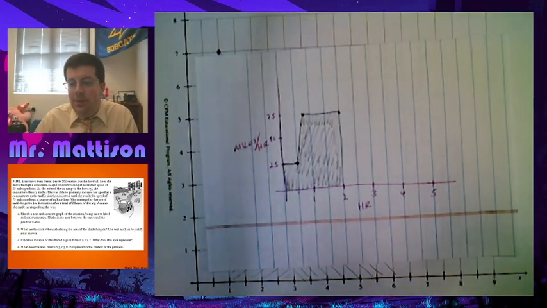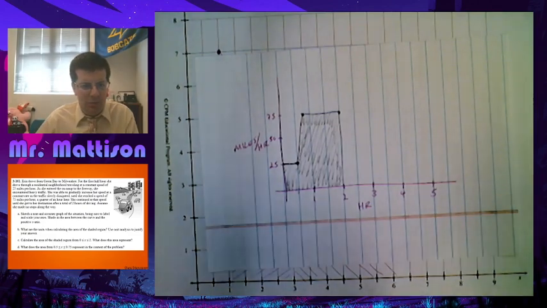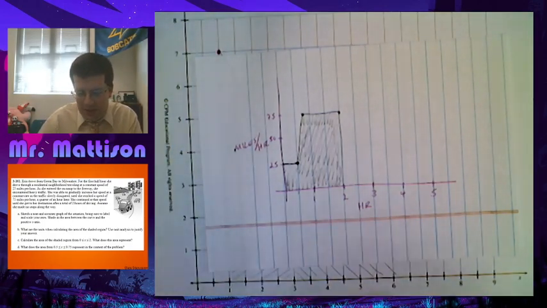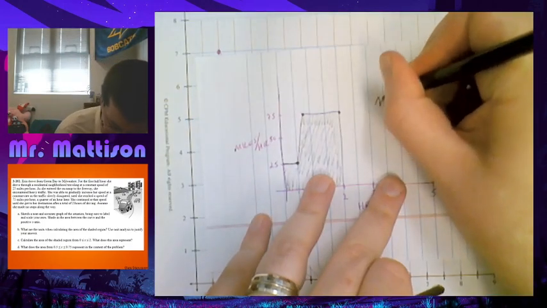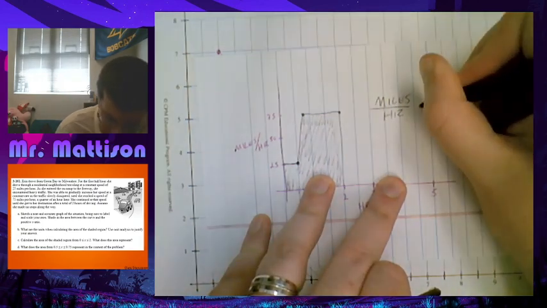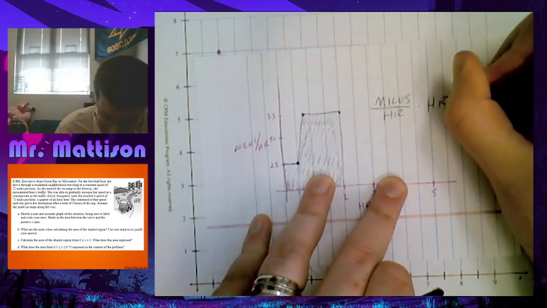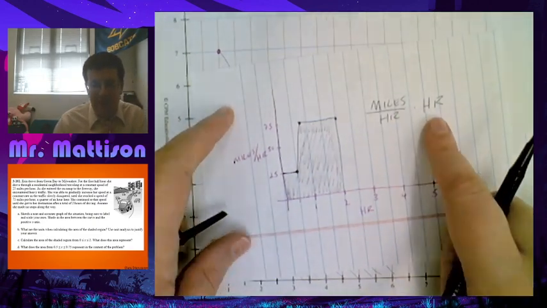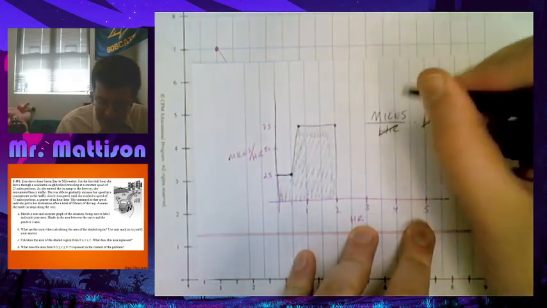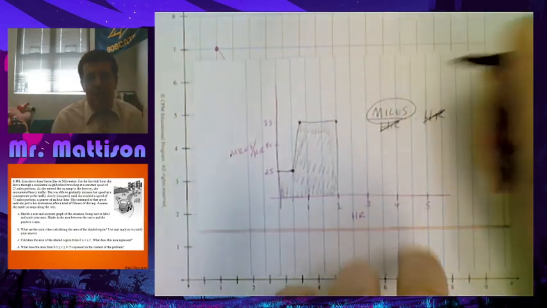So for part B, what are the units when calculating the area of this region? Well, let's think about what our length and our width are. Our length is miles per hour. Our width is hours. So it's going to be miles per hour times hours, because it's length times width. Just unit-wise, those hours are going to cancel out. So what I'm left with is miles. So my unit is going to be miles.